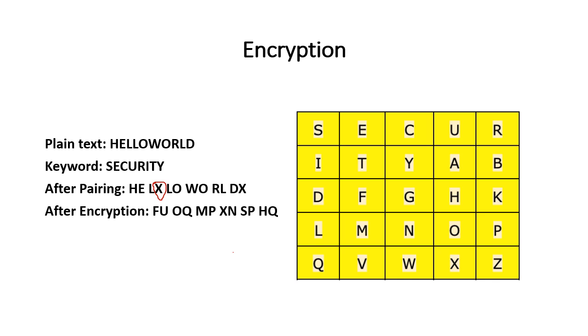After this, D is a single letter, but the rule is that we have to pair it. So to make this D a pair, we insert the letter X here. Now this is also a pair. After pairing all the letters, we have to do the encryption process. For this, we consider the pairs one by one, and by considering these pairs, we look into this key square.